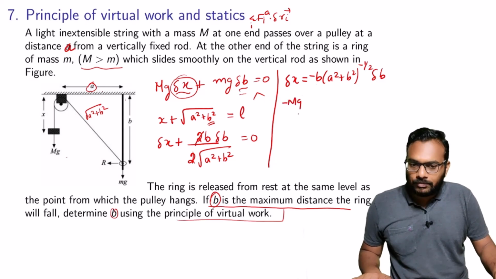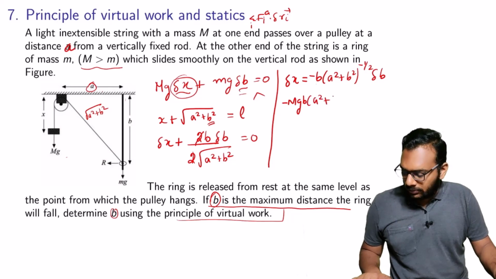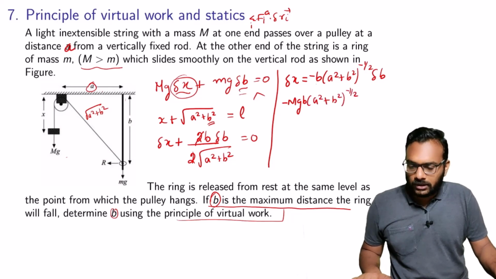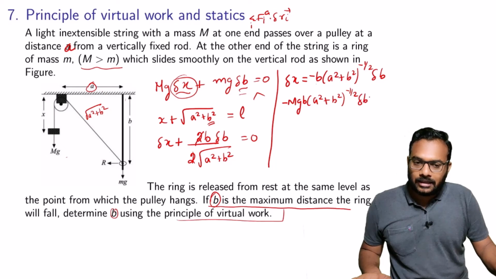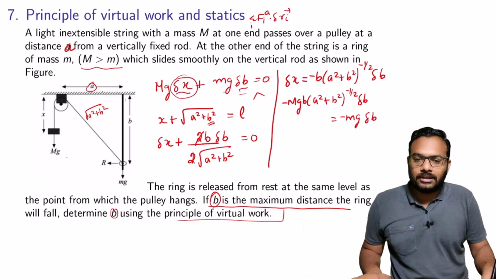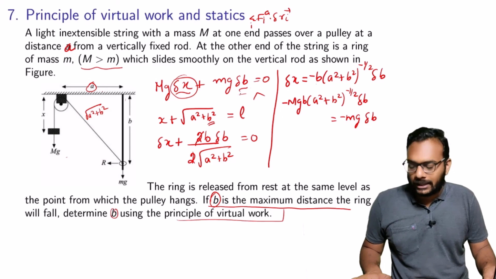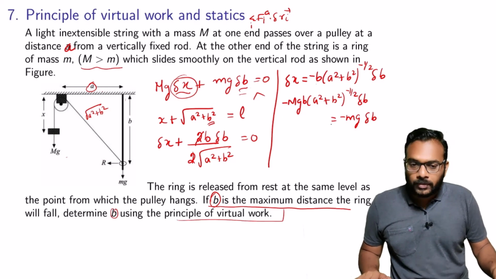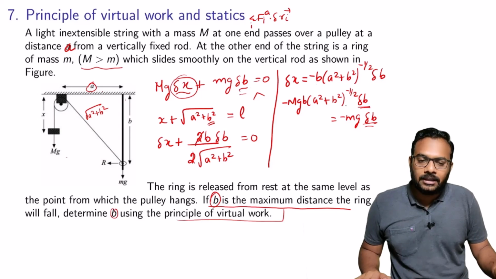You will get mg b (a square plus b square) whole raised to minus 1 by 2 delta b is equal to minus mg delta b. Just substitute it here. That's all. Just directly substitute. Now this delta b is arbitrary, all right? This delta b is common here. So whatever is multiplied by delta b has to vanish.